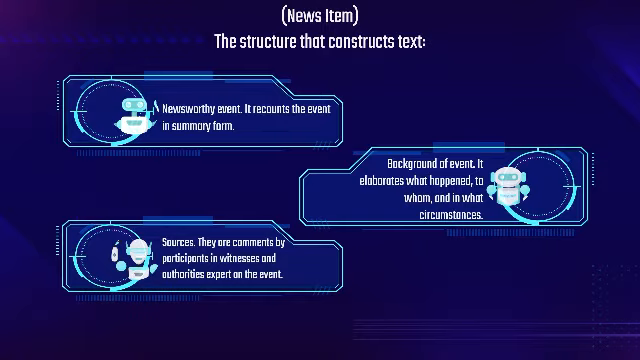Newsworthy event. It recounts the event in summary forms. 2. Background of event. It elaborates what happened to whom and in what circumstance. And the third, source. They are comments by participants in witness and authorities expert on the event.